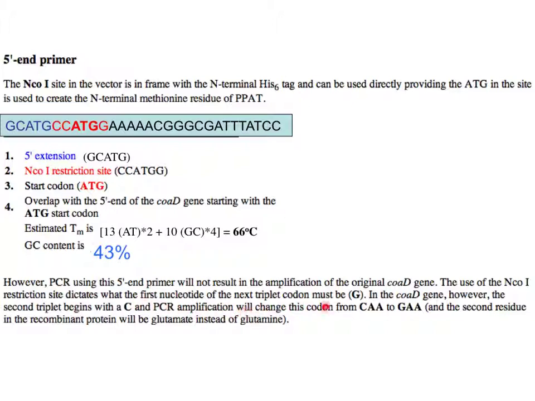So in this case, the COAD gene has a sequence right after the ATG of CAA, but because the restriction site has to have a G, it gets converted into GAA, and so the second residue then becomes mutated into glutamate instead of glutamine. And if you want to avoid this, where you're trying to have the exact same sequence instead of making a mutation, again, like I said, put your restriction site, and then right afterwards add the ATG, and then whatever is complementary.